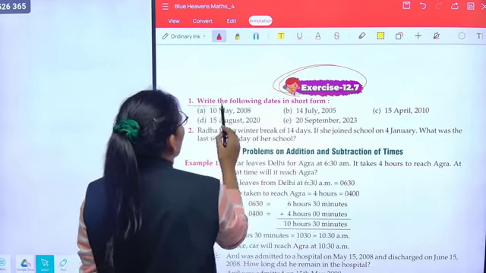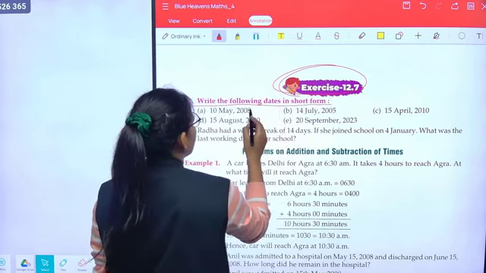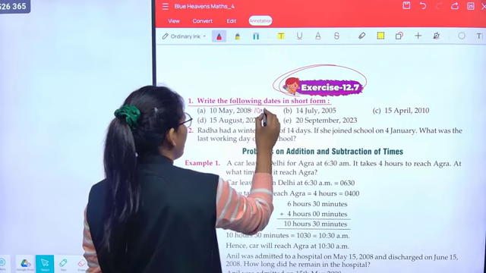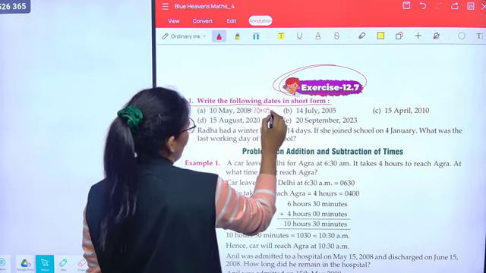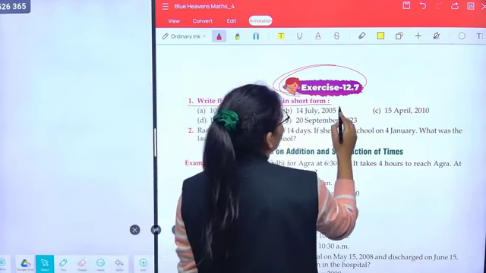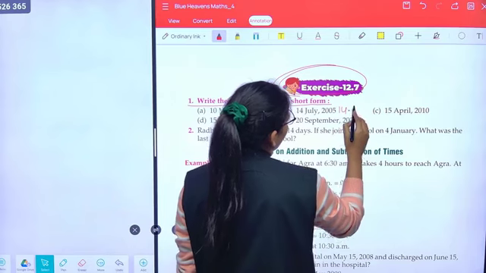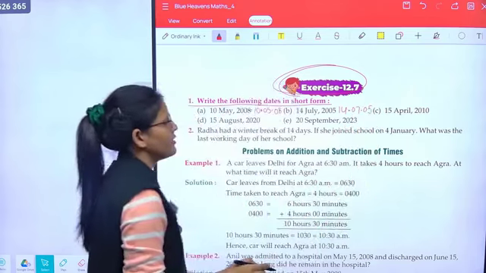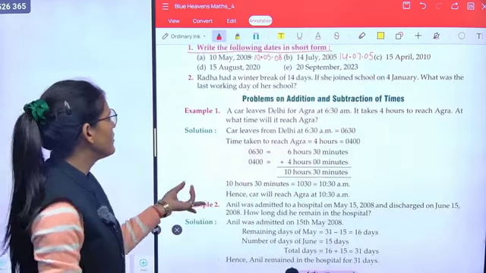Okay. Now come on the exercise 12.7. Now write the following dates in short form. See class. 10 May means 5th month and 2008. Okay. Now 14th July 2005. Okay class, rest of the parts do yourself.